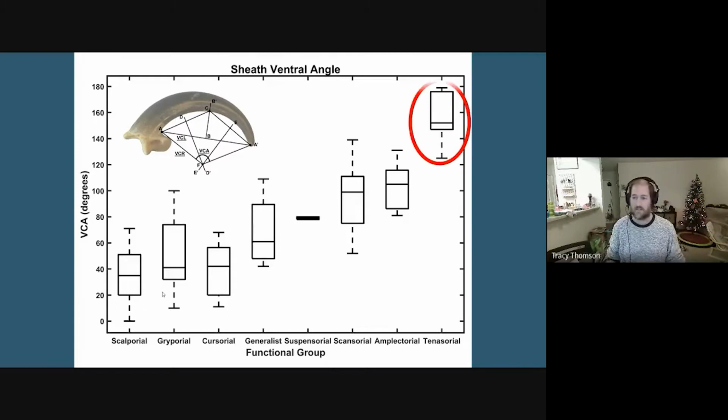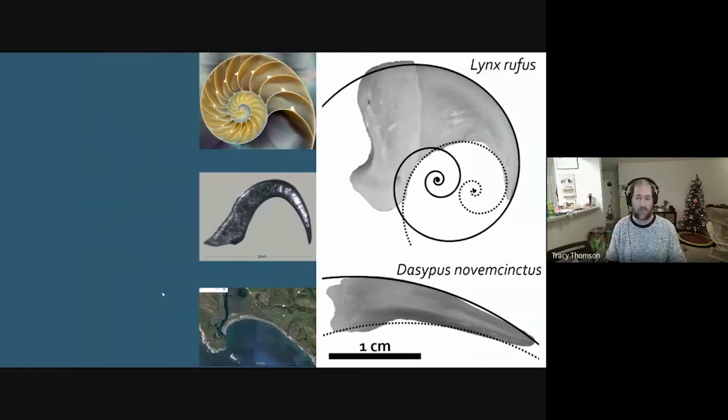What is interesting is if you look at the tensasorial category, these are things like osprey, fishing bats, and cats. They have very, very high degrees of curvature on them, more than anything else. Everything else kind of overlaps with the other categories, but the tensasorials really stand out when it comes to the curvature angle, at least the inside curvature angle of the claw. So that may be one way to tell a tensasorial animal right off the bat: look at the inner curvature, and if it's very high or in this range, you're probably dealing with a tensasorial animal.